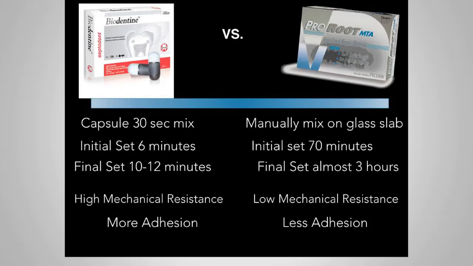So let's compare Biodentine and MTA. One's a 30-second mix in a capsule. The other, you've got to mix on your glass slab. Your initial set is 6 minutes for Biodentine, the other one's 70. Final set's 3 hours for MTA, and the other one's 10 to 12 minutes with Biodentine. So again, you can go straight to your final restoration and not worry about it.